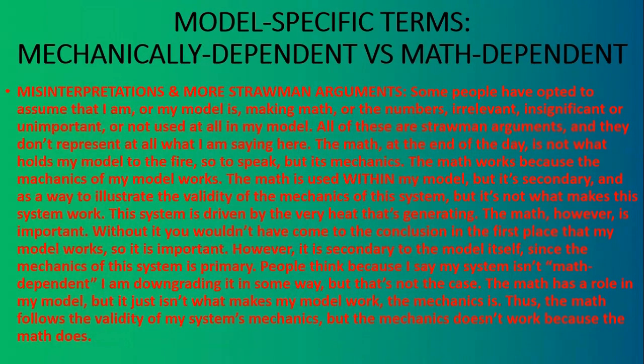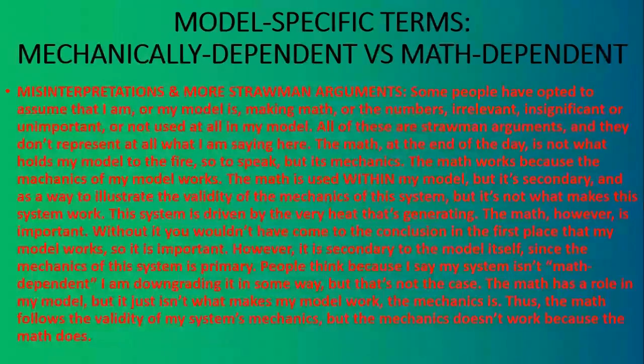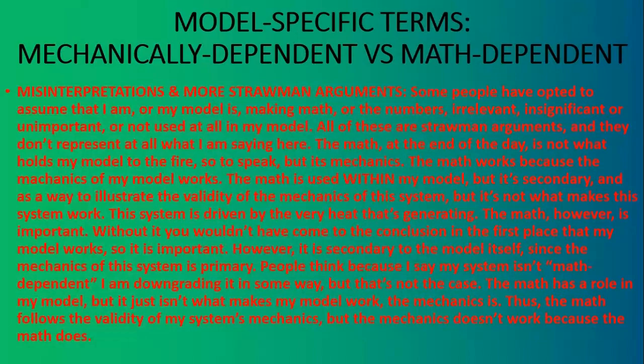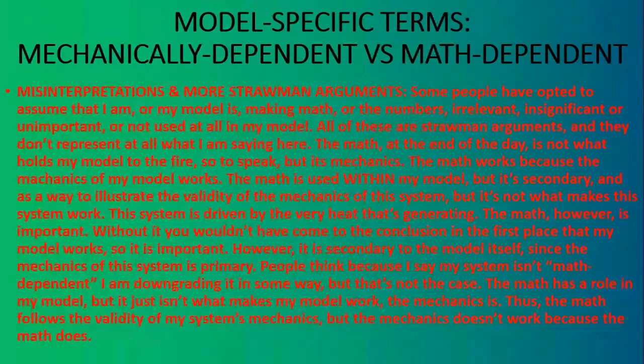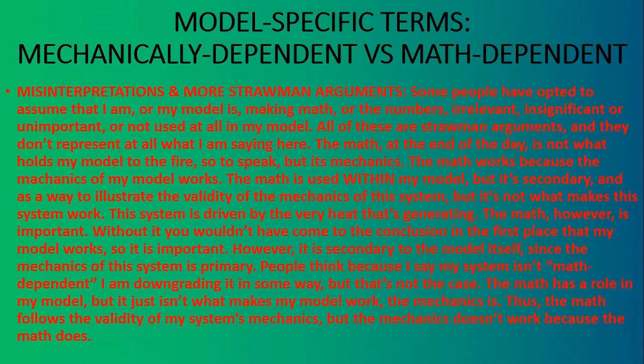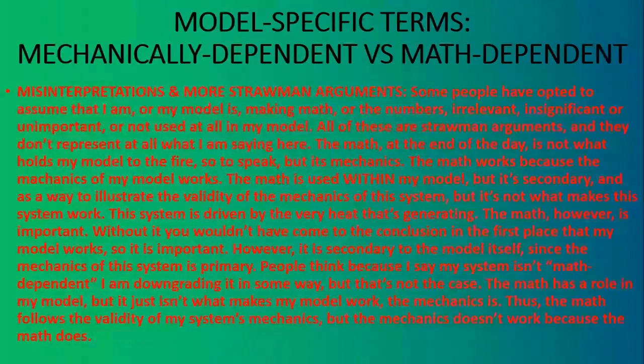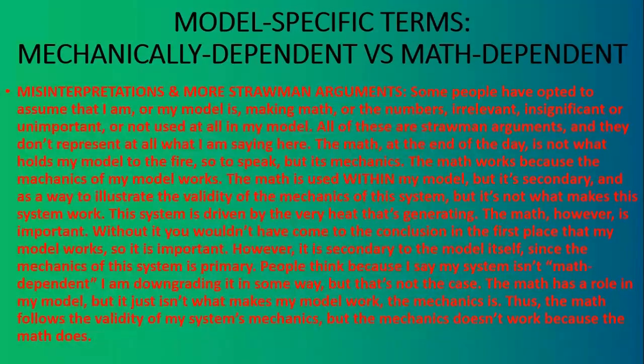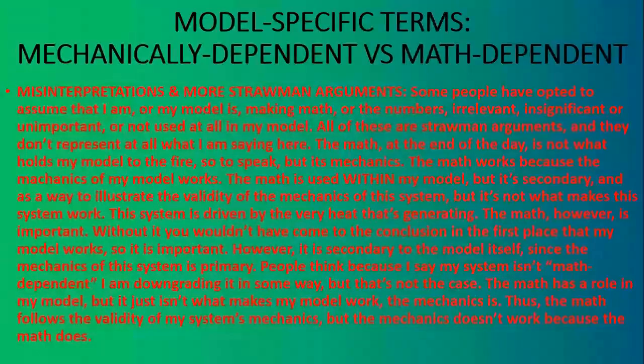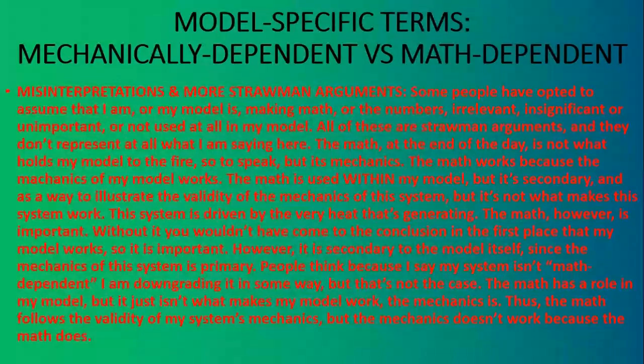Some people have opted to assume that my model is making math or the numbers irrelevant, insignificant, unimportant, or not used at all. All these are strawman arguments, and they don't represent what I am saying. The math, at the end of the day, is not what holds my model to the fire, but the mechanics. The math works because the mechanics of my model work. The math is used within my model, but it's secondary, a way to illustrate the validity of the mechanics of the system. In fact, I've said that one of the main reasons the math is important is because it demonstrates that my model works.